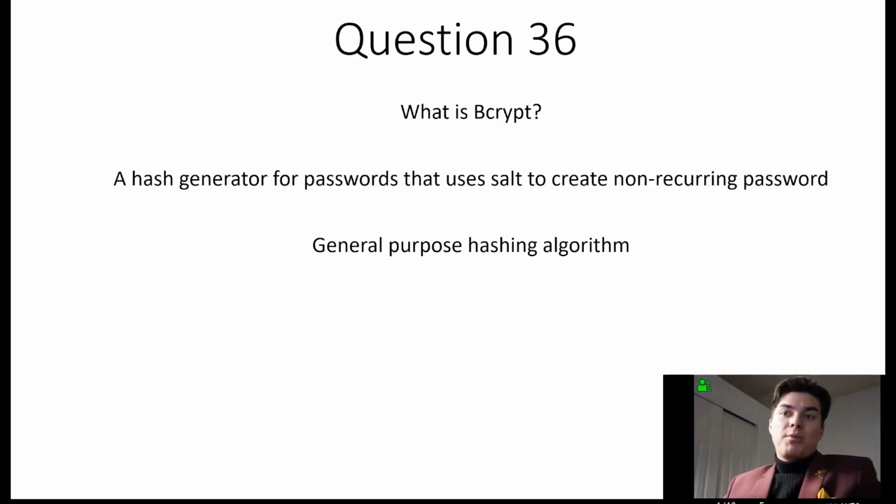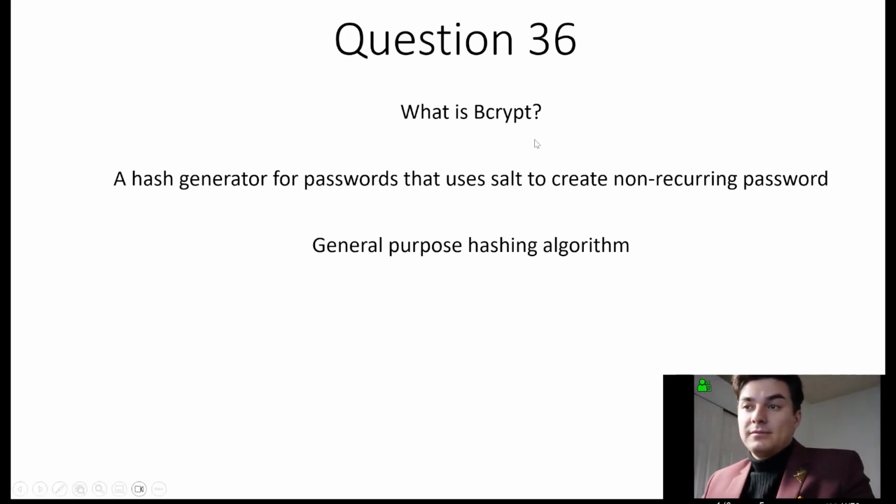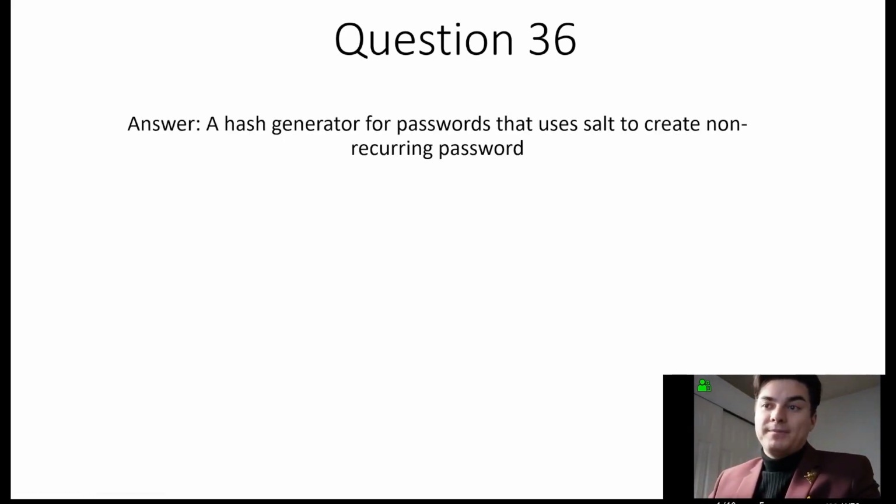What is bcrypt? Bcrypt specifically is a hash generator for passwords that uses salt to create non-reoccurring passwords, while SHA or MD5 are general purpose hashing algorithms. So bcrypt is still a hashing algorithm, it's just specifically used with passwords. Let's say you're logging into a website like Amazon.com. When you type in your password of monkey10, it's going to add additional salt, which is additional characters to your password, and then run that through a hashing algorithm. And it's just more secure that way.